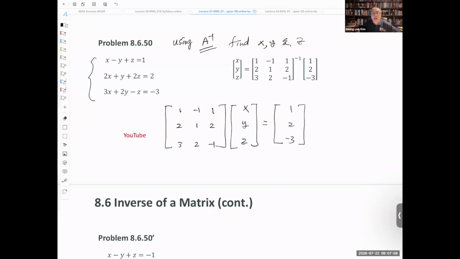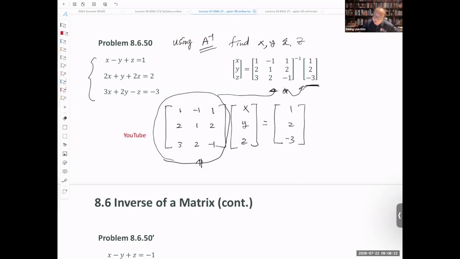You have that. And in order to find the value of x, y, and z, you need to divide both sides by this guy. So this guy is in front of the x, y, and z. That's why you need to put this in front of 1, 2, and negative 3. If you switch these two, then you won't be able to calculate the multiplication.